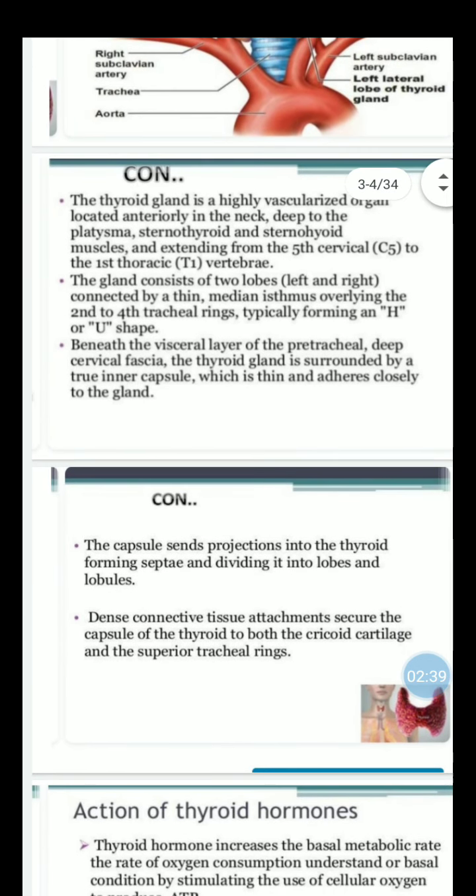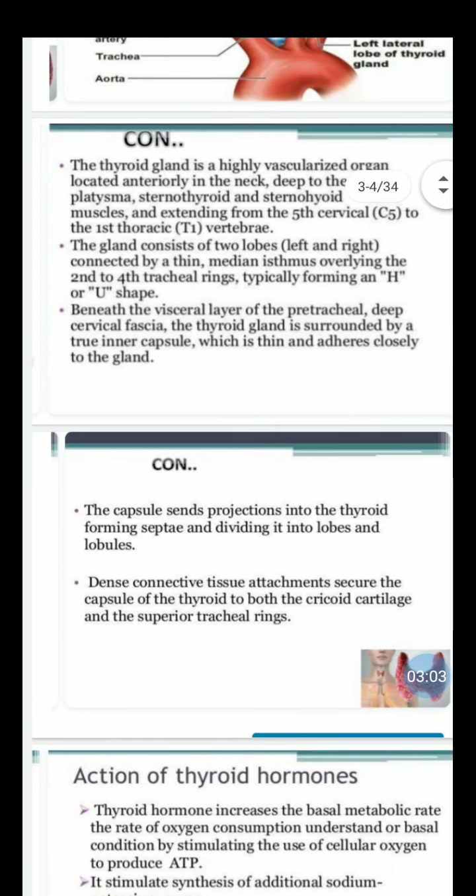Beneath the vascular layer of the pretracheal deep cervical fascia, the thyroid gland is surrounded by a true inner capsule, which is thin and adheres closely to the gland. The capsule sends projections into the thyroid, forming septa and dividing it into lobes and lobules.